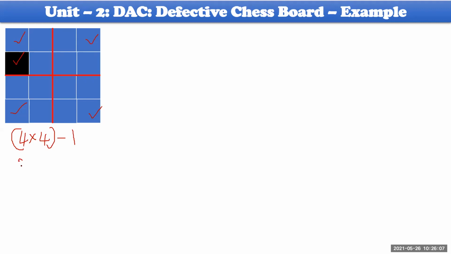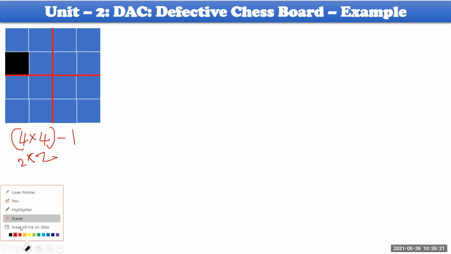Smaller in the sense, four 2 by 2 chessboards will be taken. Within this first 2 by 2 it is okay. This is okay. But if you consider this particular part, do you have any defective tile? No. Within this particular area, this 2 by 2, do you have any defective? No. If you don't have any defective, you cannot solve the problem.